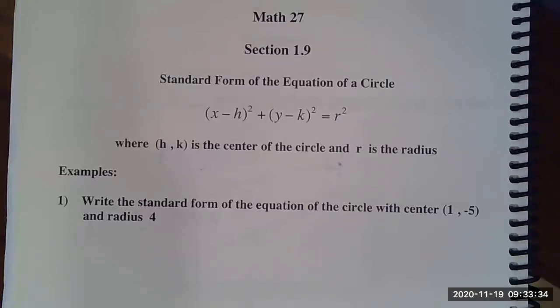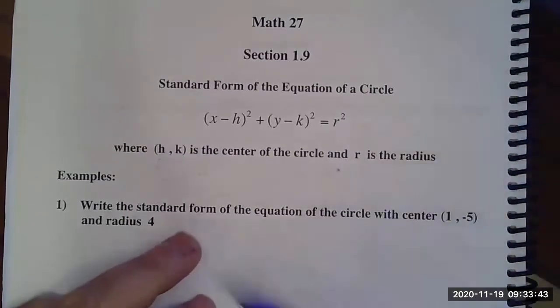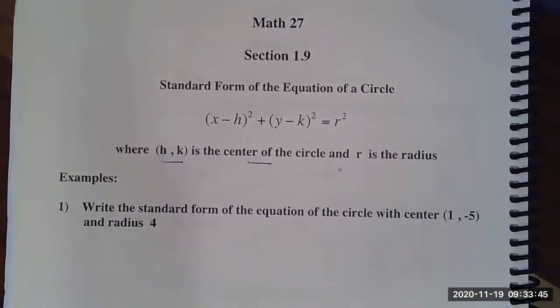So the H and K symbol is now for the center of the circle. That's what it's representing. And the R is for the radius. And this stuff does come back in Math 1B, you guys, just in case you're curious.